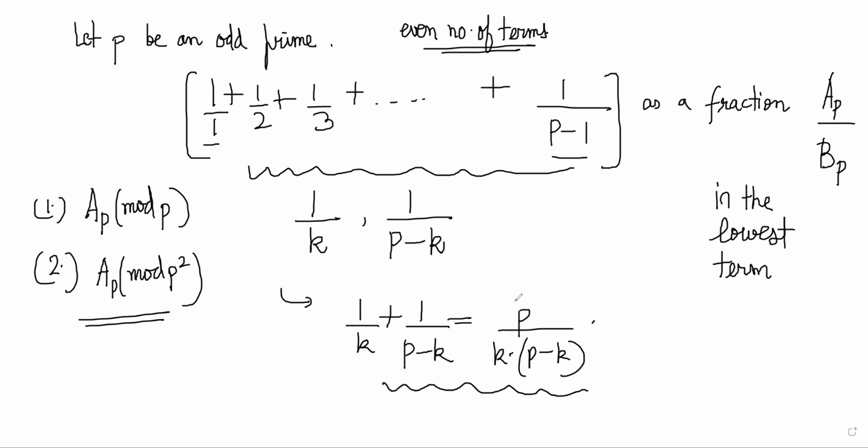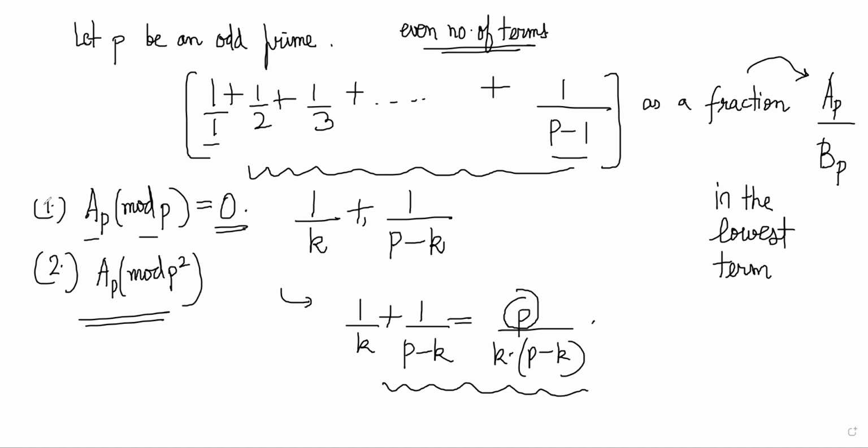So notice that the numerator looks like it will be divisible by P, right? When you add these two terms, the numerator is divisible by P. When you take any other grouping like that, again the numerator will be divisible by P. So we can predict here that AP mod P, where AP is the numerator upon adding, should be 0. Now let's test it out for a few cases.